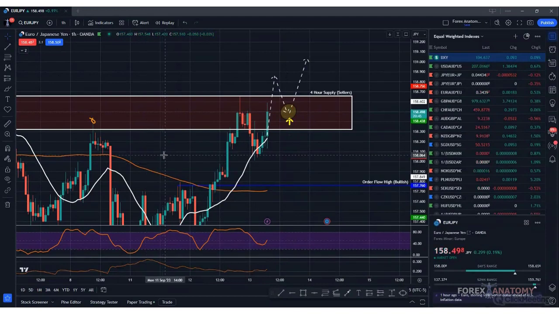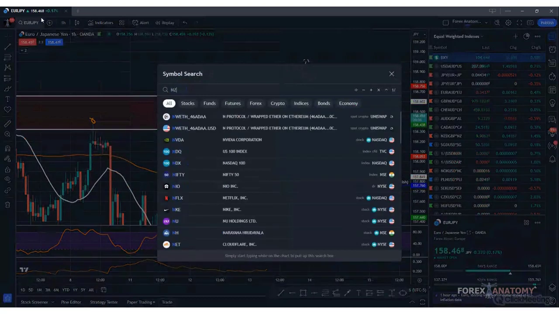Yep. But for all we know, price could respect the zone and head lower. So we just want to wait and see what happens. But the Kiwi Yen was one. I think the Kiwi Yen was one. Let's see how that's looking.